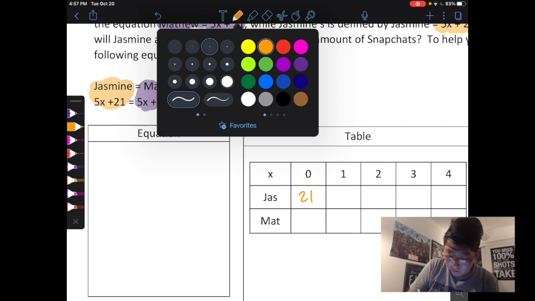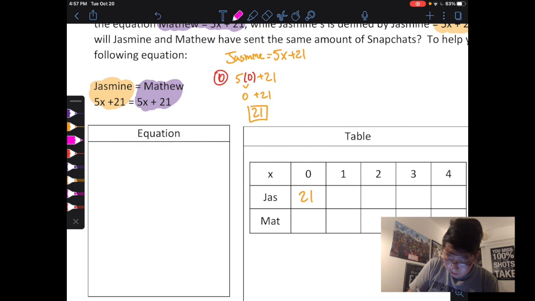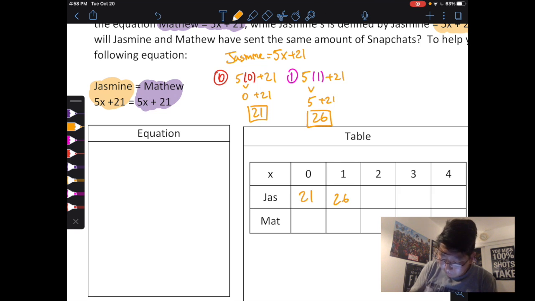So let's go ahead and do pink. 1: 5 times 1 plus 21. 5 times 1 is 5, plus 21 is 26. So we'll put 26 right here.